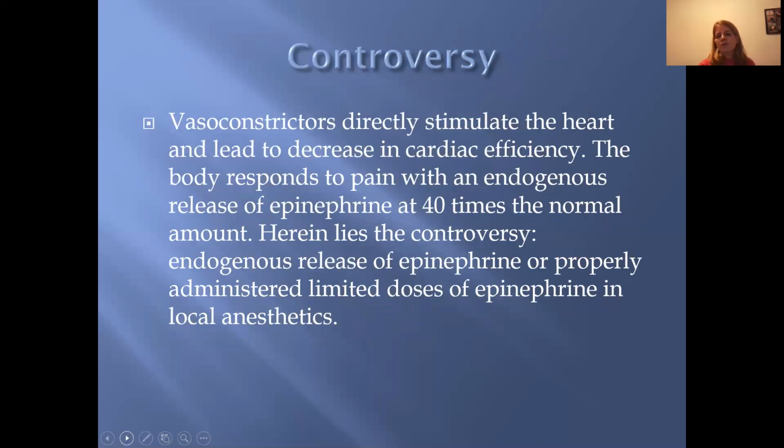Vasoconstrictors directly stimulate the heart and can lead to a decrease in cardiac efficiency. So when there's pain, the body itself responds to pain with an endogenous, so from within, release of epinephrine. That can be up to 40 times the normal amount that we would give in an injection. So if we give an injection and we have epinephrine in that injection, then we can control the patient's pain and hopefully control that large endogenous release of epinephrine that could be over the limit, which could tax their heart and decrease the efficiency of their heart.